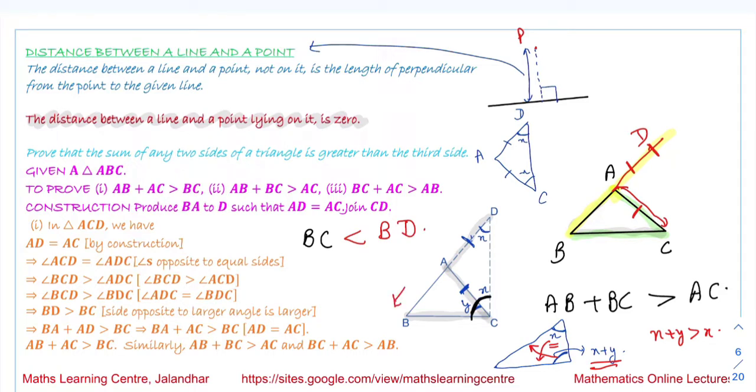Now BD we can divide into two parts: BA plus AD. From our construction, AD and AC are equal in length. So this is equal to BA plus AC, in place of AD. And this is what we had to prove, that BC is less than the sum of the other two sides, BA plus AC. Similarly, I can prove the other two cases also.